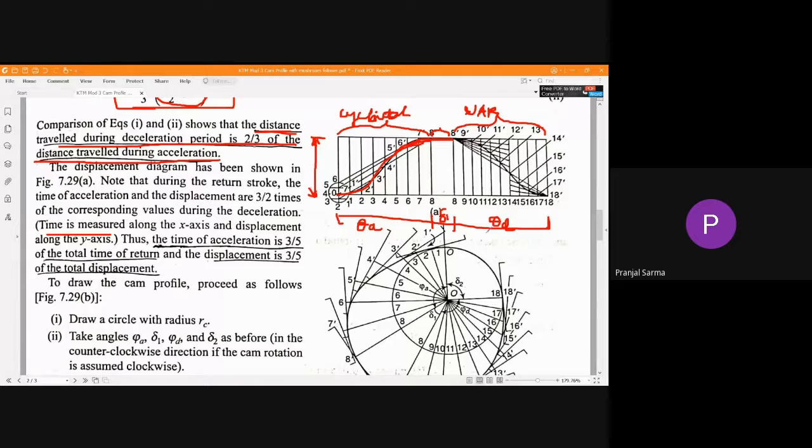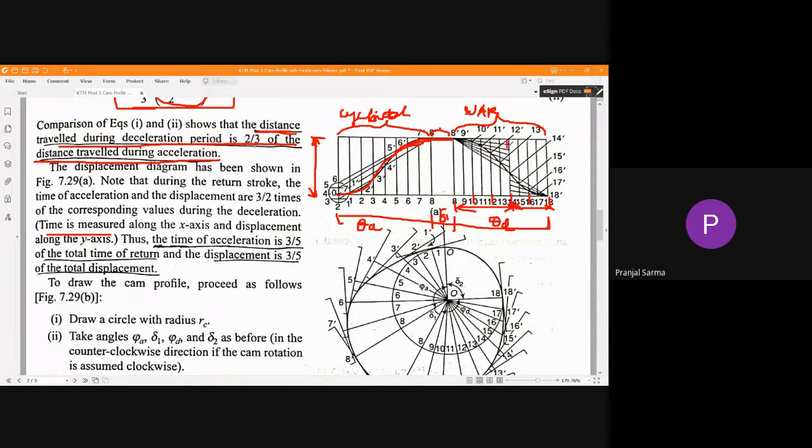So 5, you can think of the return stroke itself, in your mind, as five divisions of equal space division. Previously, 50% was uniform acceleration and another 50% was uniform retardation. Now, 3 out of these 5 parts are uniform acceleration, and the remaining 2 parts out of the total 5 are uniform deceleration.